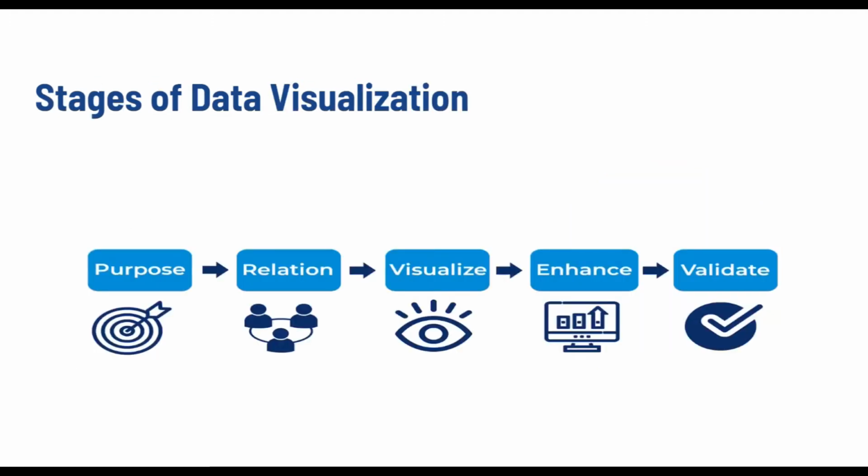There are 5 stages of data visualization in general, through which the data is passed to extract meaningful information. These stages include: number 1, purpose. Purpose is the foundation of a project. Number 2, relation. Define the relationship amongst the data. Number 3, visualization. Create visuals for representing the data. Number 4, enhancing. Use visual properties to define different levels of data. And lastly, validation. Validation of data through visualization.